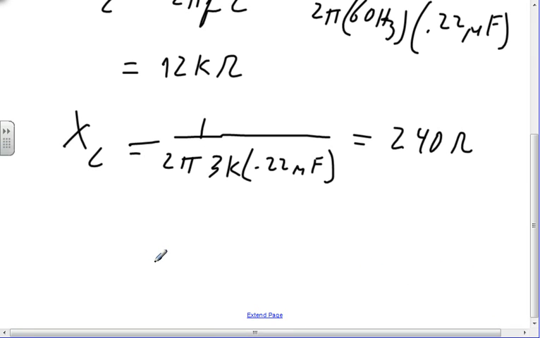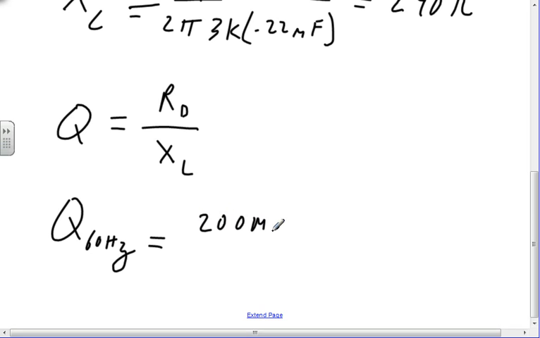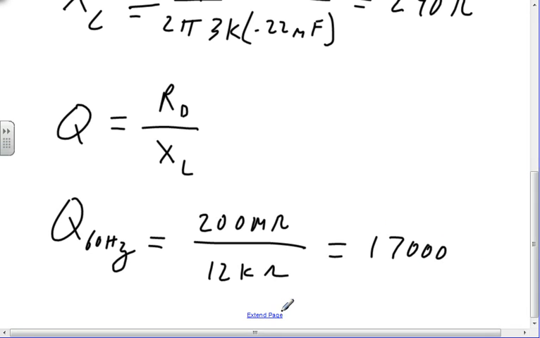Then we know that Q is going to equal RD divided by XC. So Q at 60 hertz is going to be, and they tell us RD is 200 megohms, divided by 12k ohms. 200 E6 divided by 12 E3 equals, we'll call it 17,000. It's going to be unitless, so there'll be no units there.